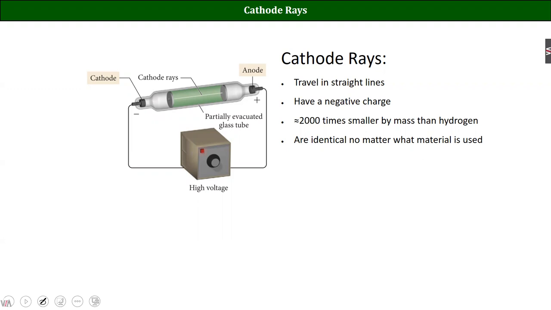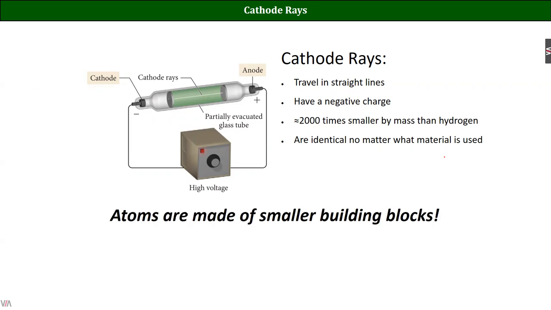then that means that the other pieces, they're identical no matter what material you use. No matter what metals you put at either end, you could make the same particles. That tells you that atoms are themselves made up of something smaller, right? If you can take an atom and you can get a smaller piece from it, it means that an atom is not the smallest thing out there, right? Kind of makes sense.